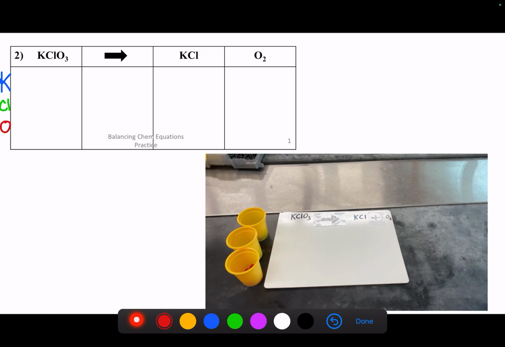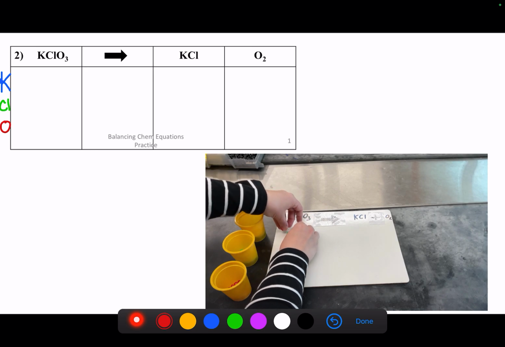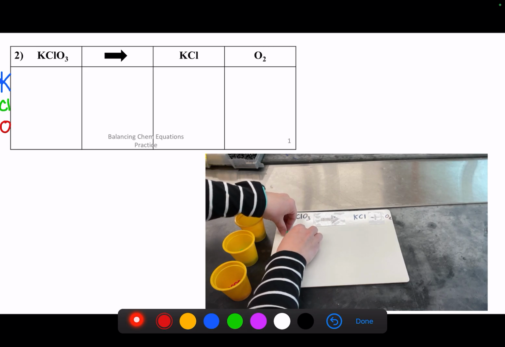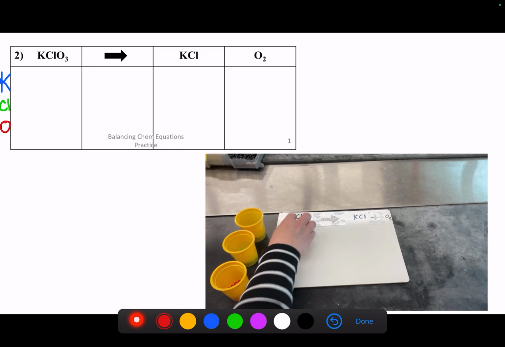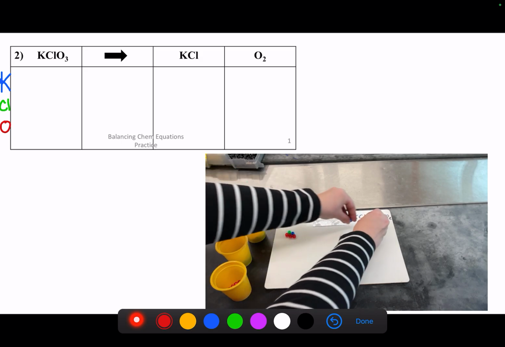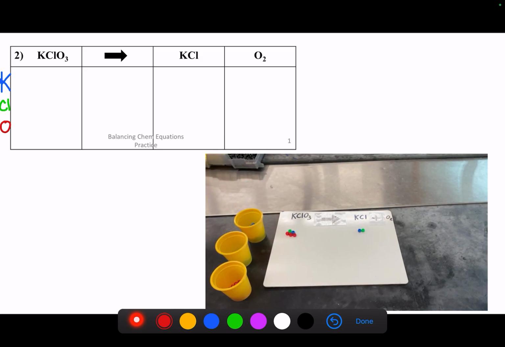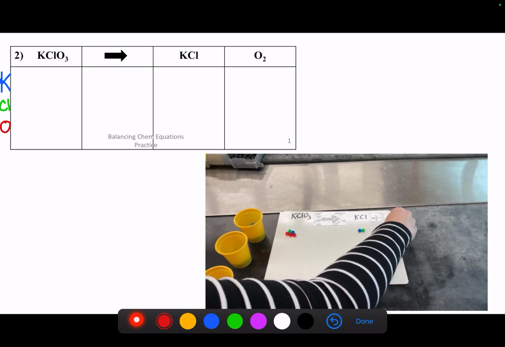Then I'm going to build one of each thing to start off with. So for KClO3, I need one blue, because I have one K. I need one Cl, so I need one green. And then I need 3 oxygen. Notice that as I'm laying them on here, they're all touching because they're all one singular molecule. So I have made one set of KClO3. Then on the other side, I have KCl, so I'm going to have a blue and a green touching. And then I have O2, so I'm going to have 2 reds touching.